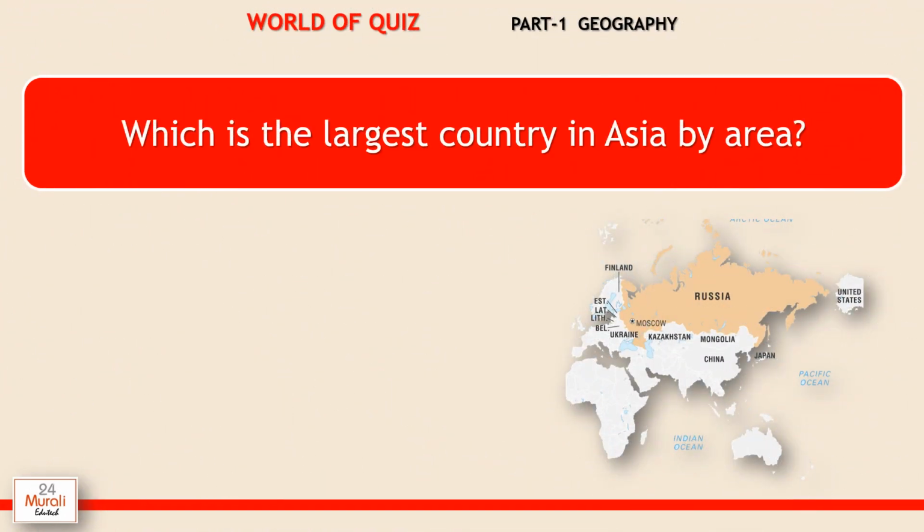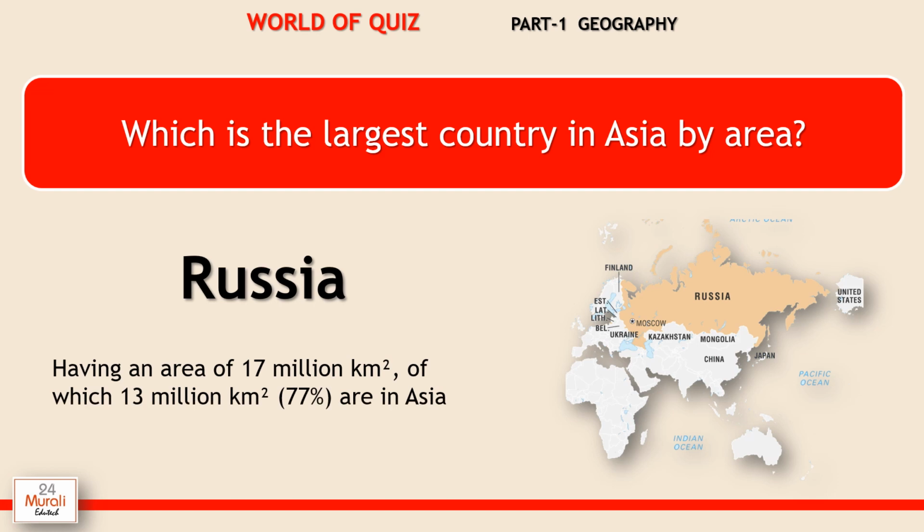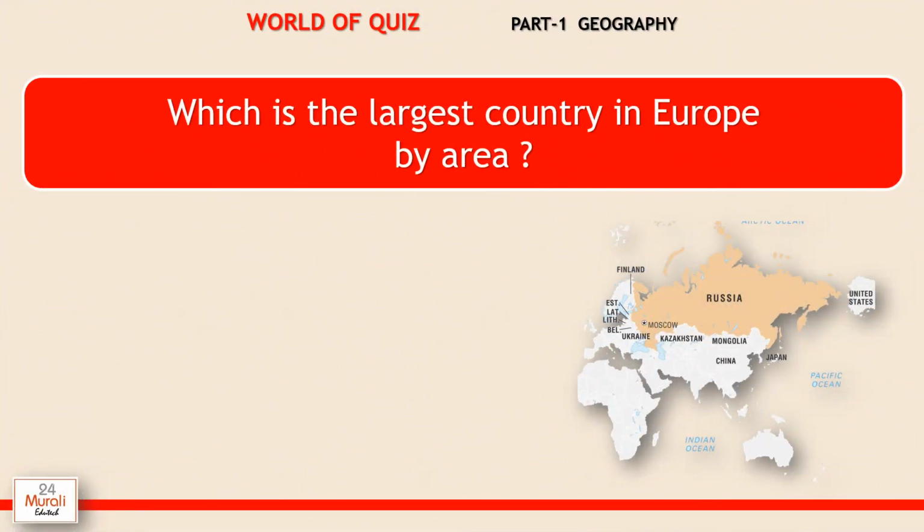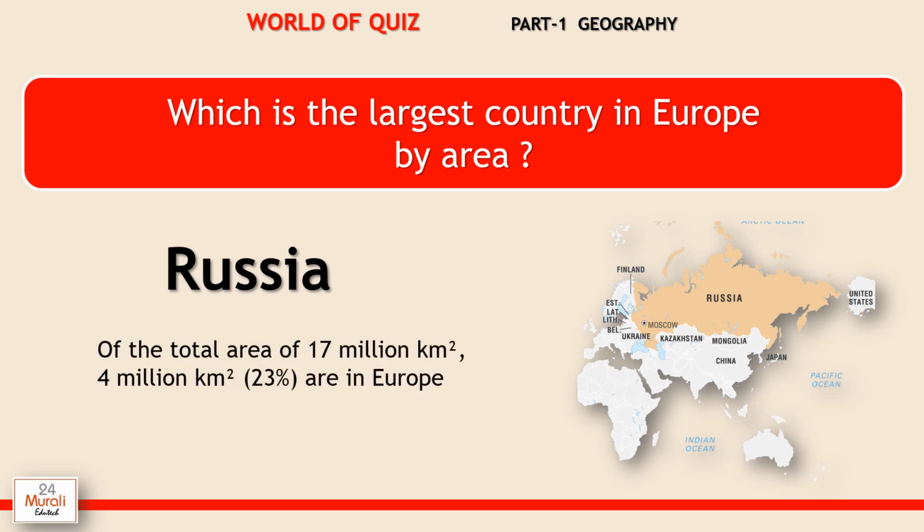Which is the largest country in Asia by area? Russia, having an area of 17 million square kilometers, of which 13 million square kilometers, or 77%, are in Asia. Which is the largest country in Europe by area? Russia, of the total area of 17 million square kilometers, 4 million square kilometers, or 23%, are in Europe.